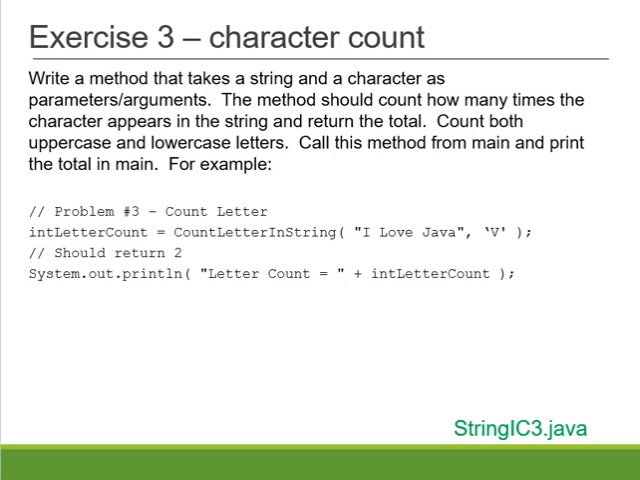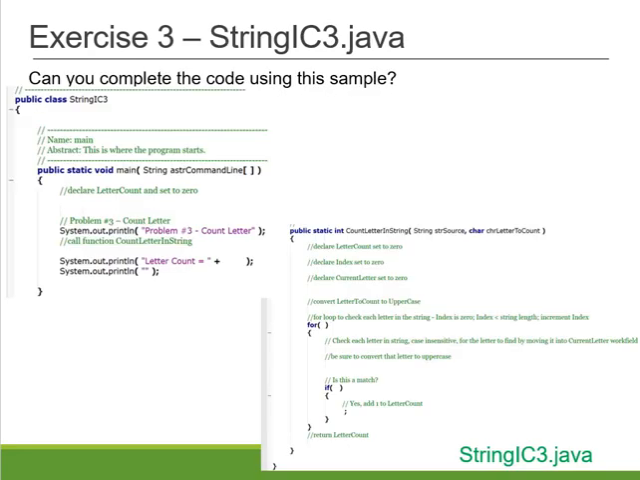This method will return the total number of times the character appears in the string. Return a -1 if the letter is not in the string. Be sure to call this method from the main method and print the total in the main method. Refer to the example on the screen. Use this example to complete your code.